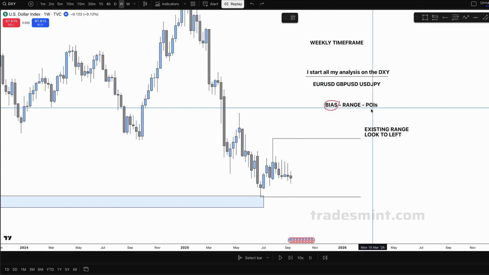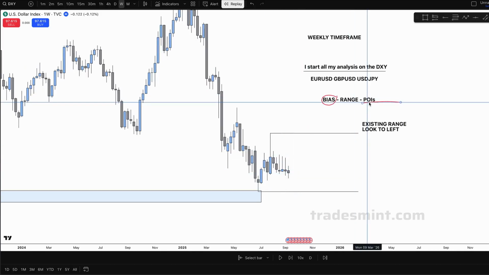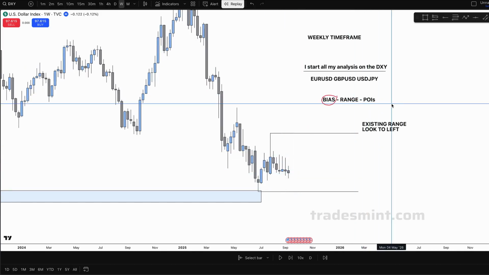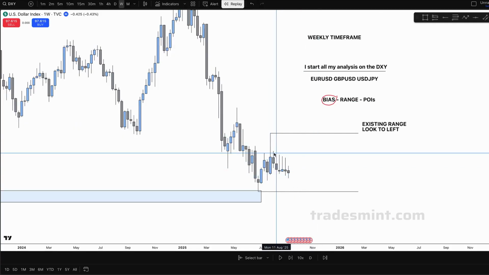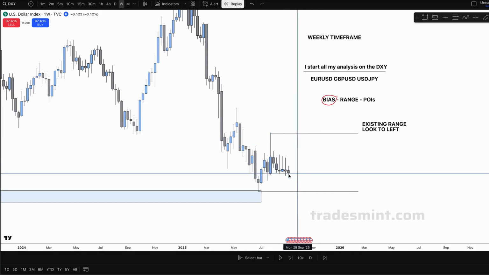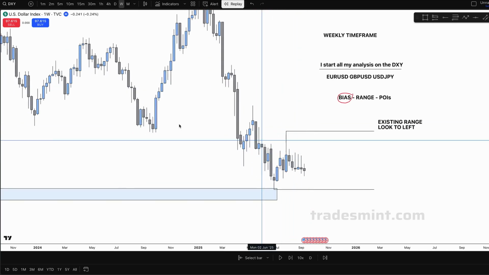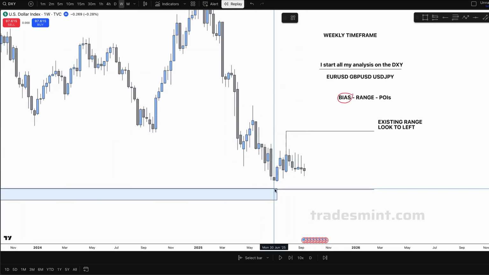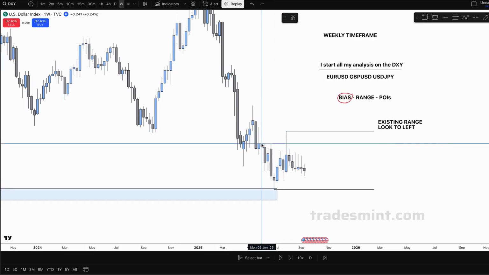Now here on the weekly in this specific example, we don't really have any points of interest. The thing we can consider about POIs is actually to take a look a little bit deeper into the bias, right? There's no clear supply, there's no clear demand, so we can't really gain any information from that. But what we can gain information from is what's been happening recently in the market to help us back up the bias. So the first thing that I would note is we had this demand zone retest, the market pushed up. That seems like it could be a bullish sign.